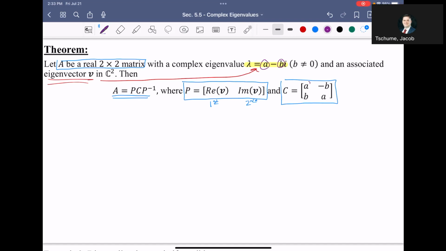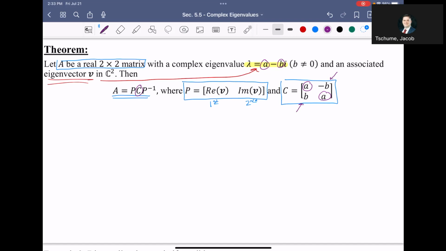You take the A element and you put that in both locations on the main diagonal. Whatever the B value is, you put the negative of that in the upper right and you put the positive of that in the lower left. And that will always be the middle matrix of this factorization.